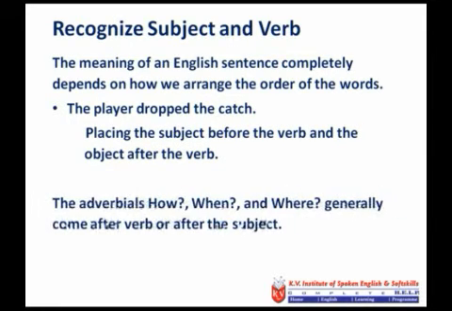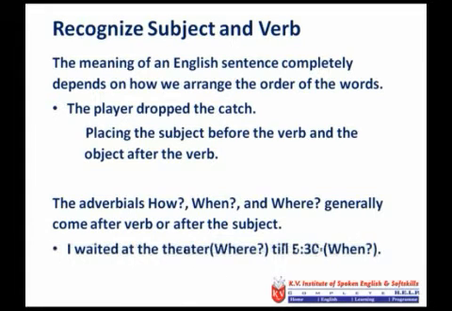By placing the subject before the verb and the object after the verb. The adverbials how, when, and where generally come after the verb or after the subject. I waited at the theatre till 5:30. I waited where? At the theatre. When? Till 5:30. Now let's see forms of sentence.